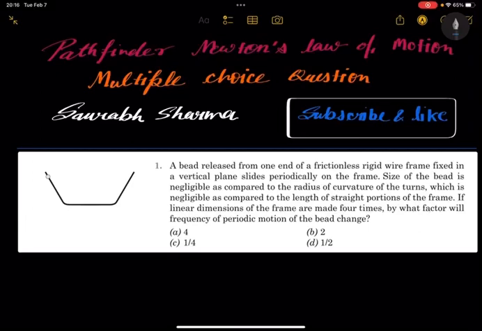Hello friends, I am coming with question number 1 from Pathfinder Newton's Laws of Motion. So what is the wording of this question?